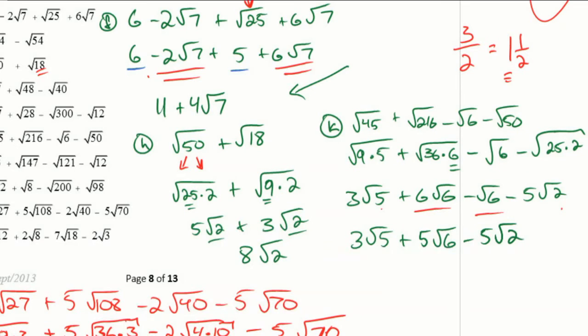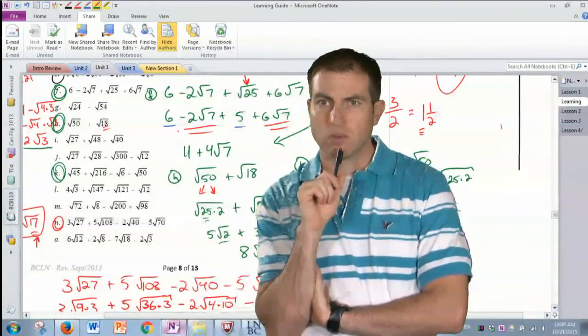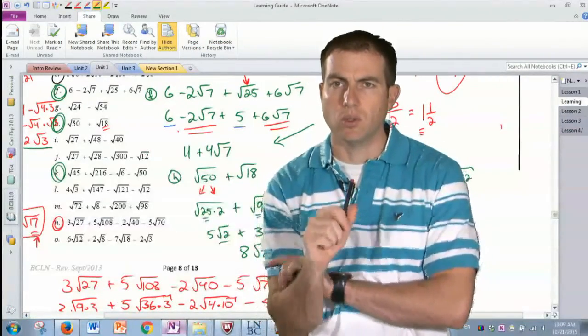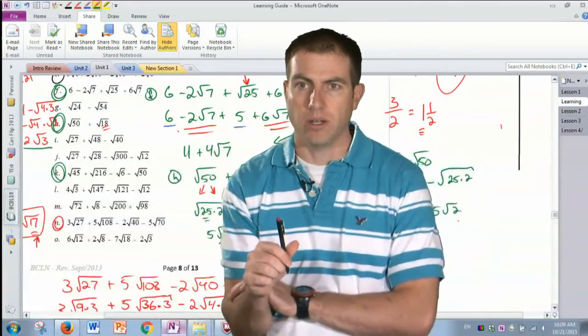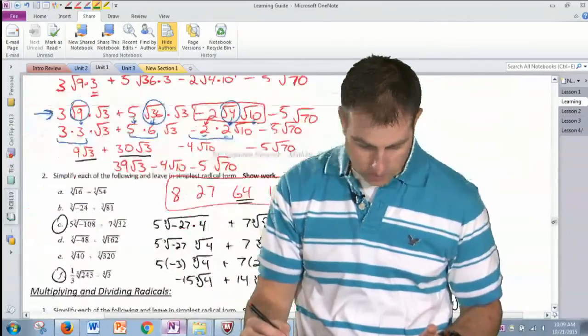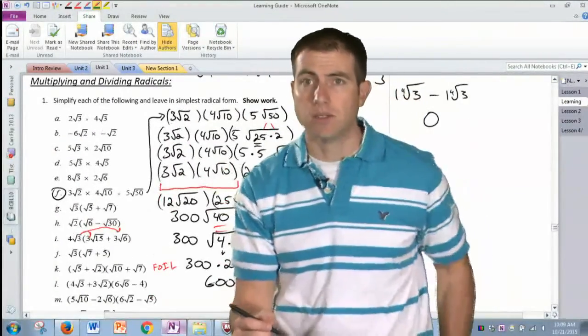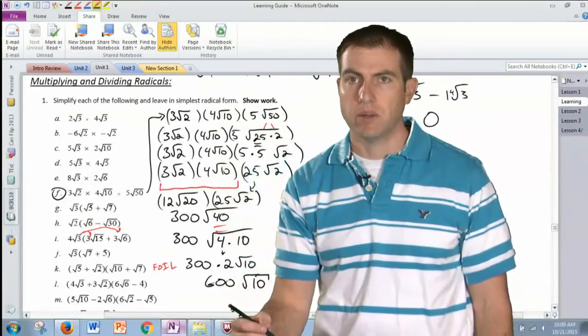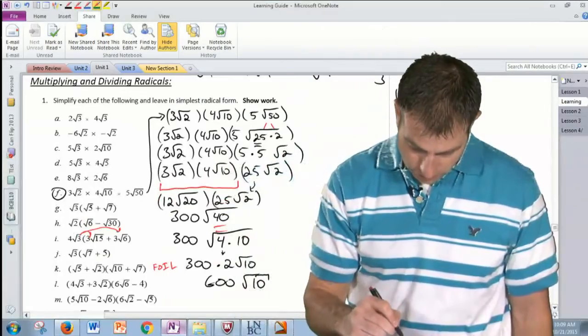Bria is asking about question 4, multiplying, dividing radicals 1, P, and Q. Let's look at those. All right, multiplying, dividing radicals. Let's see what ones we have here. About 10 minutes, so I should be able to get to all of them. 1, P, and Q for sure.